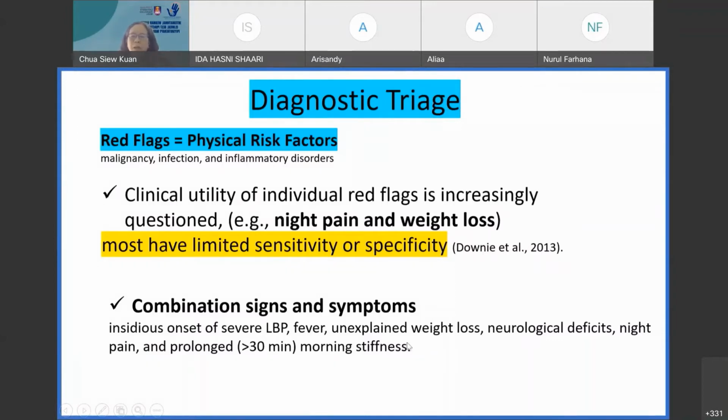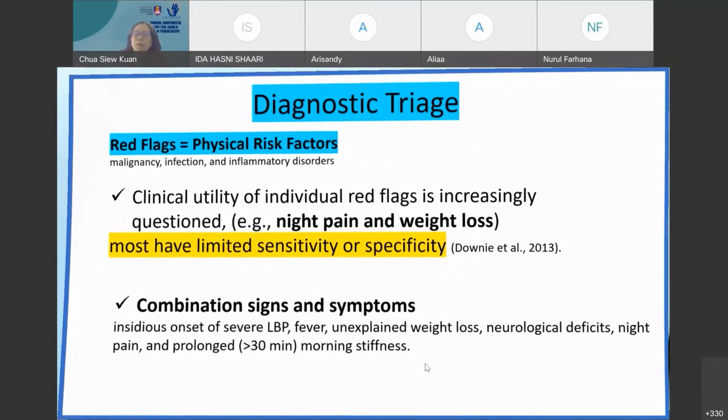The latest, from 2019 by the expert O'Sullivan group, say we need to combine signs and symptoms for screening red flags. So we cannot base it solely on night pain or weight loss. We have to base it on the severity of pain, fever, unexplained weight loss, neurological deficit, combined with subjective screening and confirmed with objective examination. Night pain and prolonged morning stiffness of more than 30 minutes.